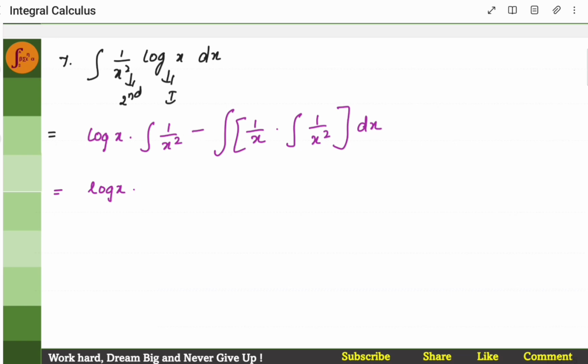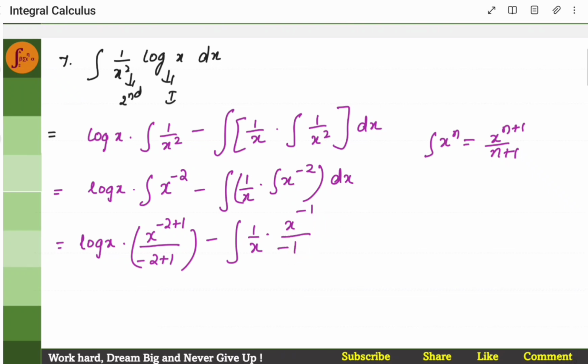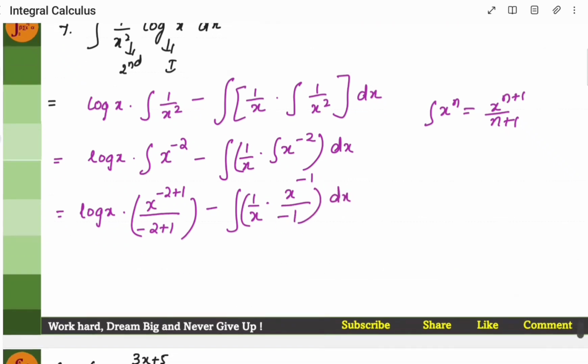Now this will be log x. What is the integral of 1 by x square? I can write 1 by x square as x to the power minus 2. I can write it like this. I can take x to the numerator and use this formula, which is the integral of x to the power n is x to the power n plus 1 by n plus 1. So now we'll use that formula. So it will be x to the power of minus 2 plus 1 by minus 2 plus 1, minus 1 by x. Copy this. x to the power of minus 2 plus 1 is minus 1, by minus 1, and dx. So what do we get?